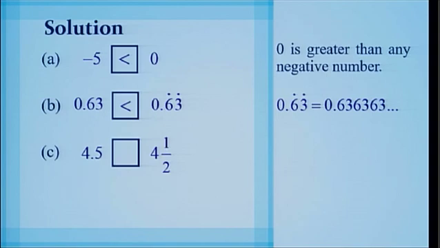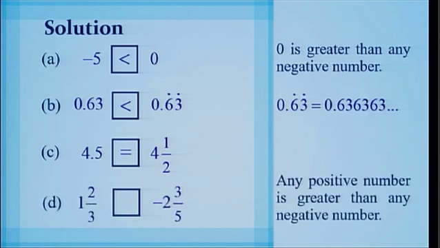For the decimal 4.5 and 4.5, of course, they are equal. This one. Yes, a negative number is always less than a positive number. Or the other way around, a positive number is always greater than a negative number.